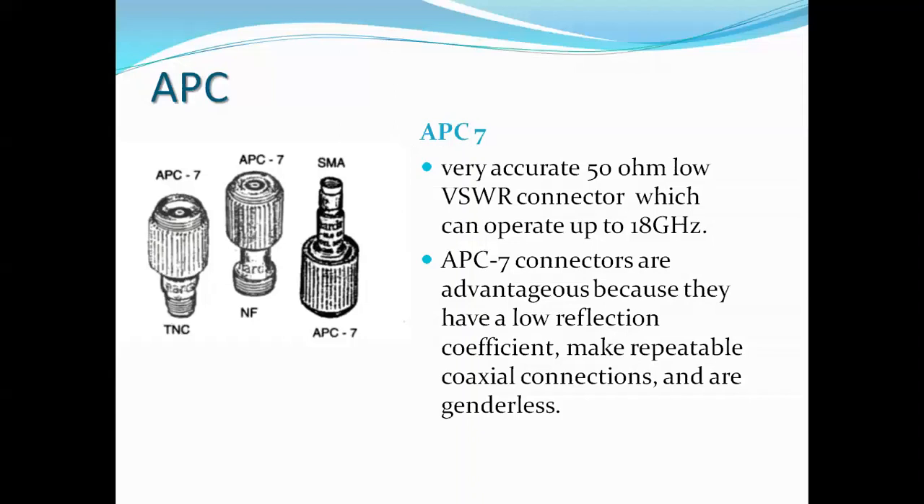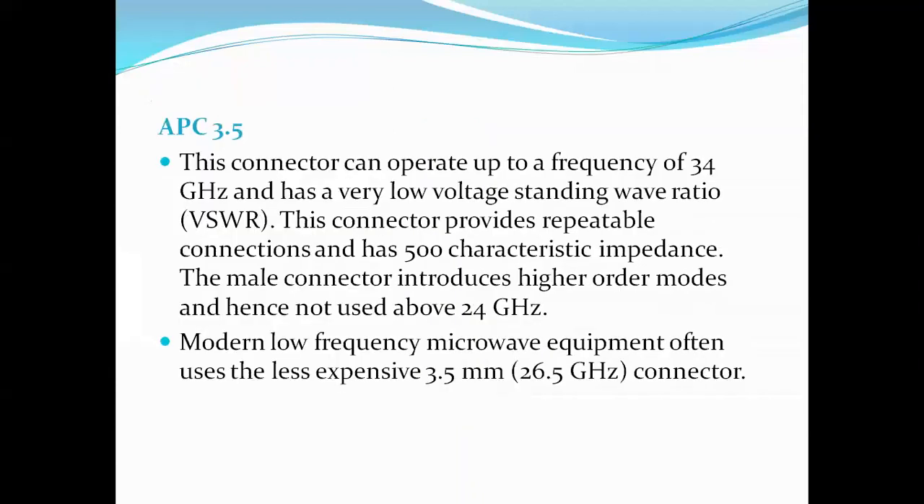Similarly, one more is APC 3.5. That APC connector will have the male and female connections, but the frequency of that is around 26.5 gigahertz, which will be mainly used for microwave equipment.